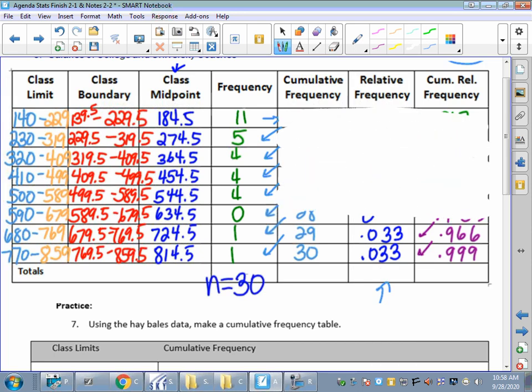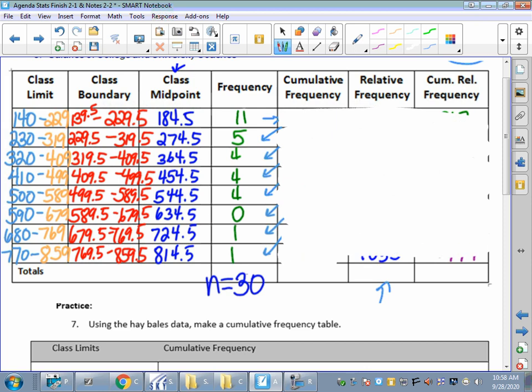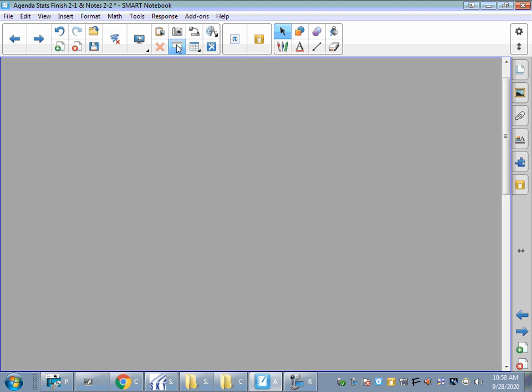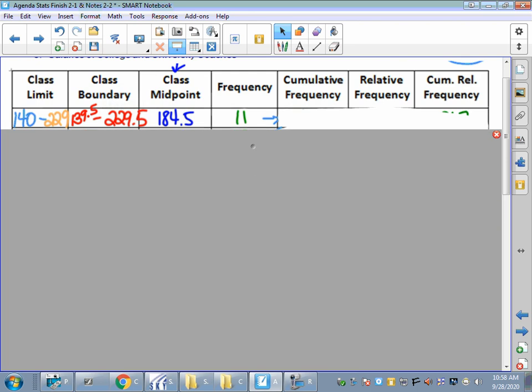First of all, let's make sure everybody's good with cumulative frequency. With cumulative frequency, I accumulate my frequencies. With cumulative relative frequency, I accumulate the relatives, so that's the decimals. If I start here, all of my pieces of data are 229.5 or less, everything that I've got in this top row.